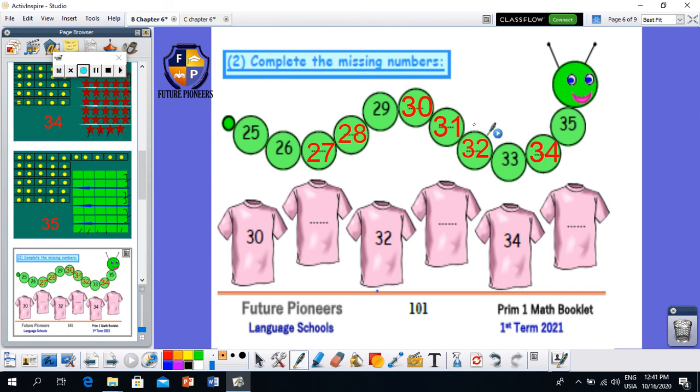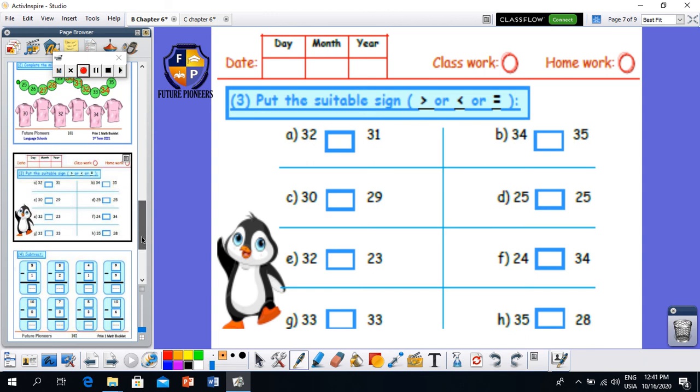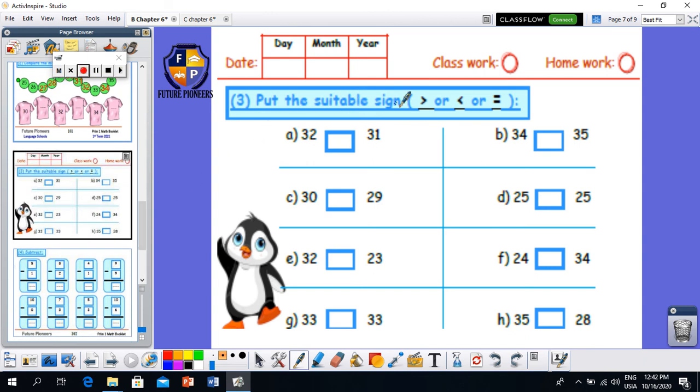Now we have completed the caterpillar. You can complete the rest of the page. Let's solve the next example. Put a suitable sign: greater than, less than, or equal.